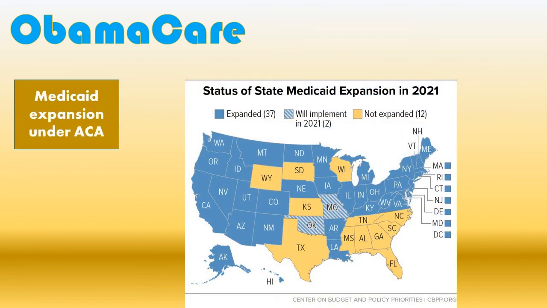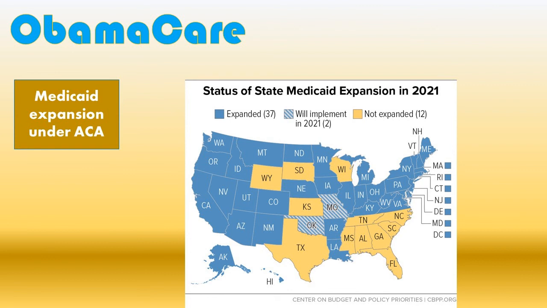Here we can see the states that have chosen to expand Medicaid, and that means that more people who don't have the financial means get expanded access to healthcare. So the state is providing healthcare to these people. The states in blue have chosen to expand Medicaid, and it's paid for by the federal government, not the states. The states in yellow have chosen not to expand Medicaid.